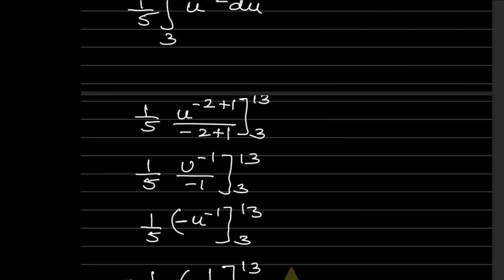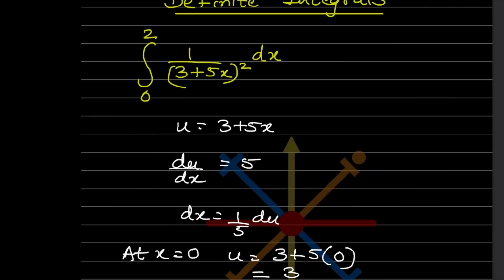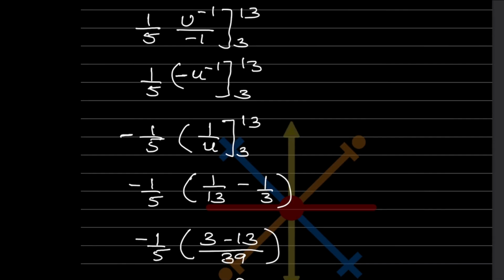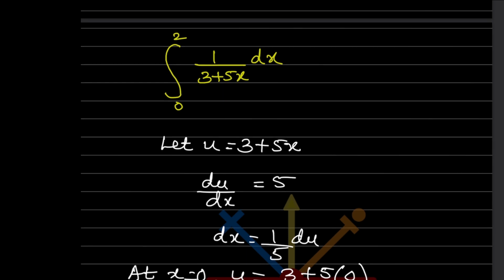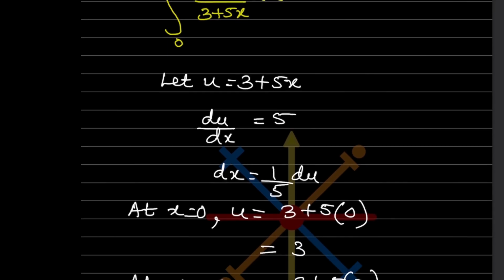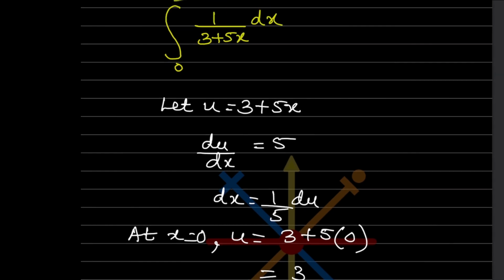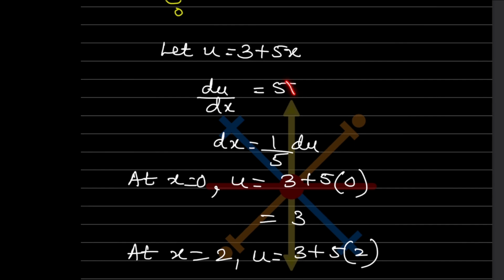This was for 5x raised to this square. The same here, this is just when we take 3 plus 5. So now look at here. u is 3 plus 5x, and du by dx, if we take the derivative of this, is just going to be 5, because the 3 is constant, so its derivative is 0. So when you rearrange this, dx is going to be 1 by 5 du.